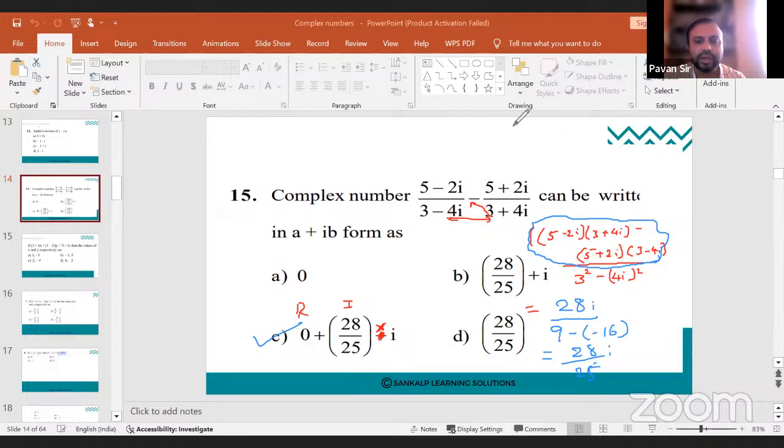It is 28 upon 25i. Option B is wrong. 0 plus 28 upon 25i. The i is present here, right? That is the imaginary part. In option D, the imaginary part is not present. i is not present. So option C is the correct one. Okay. Now we move on to the next question.